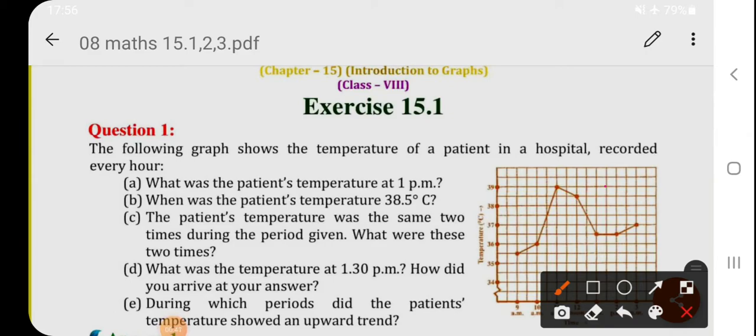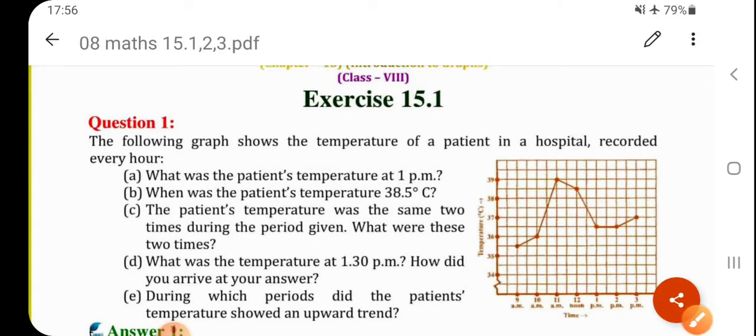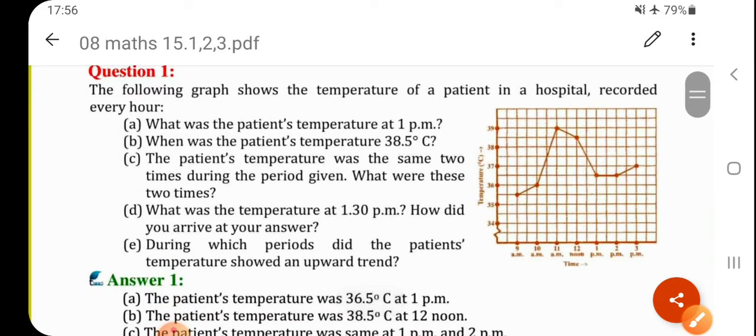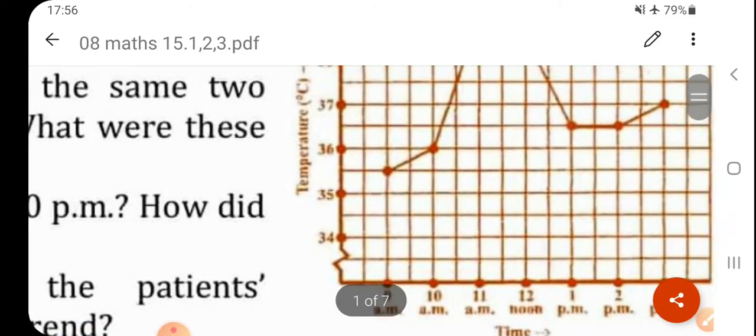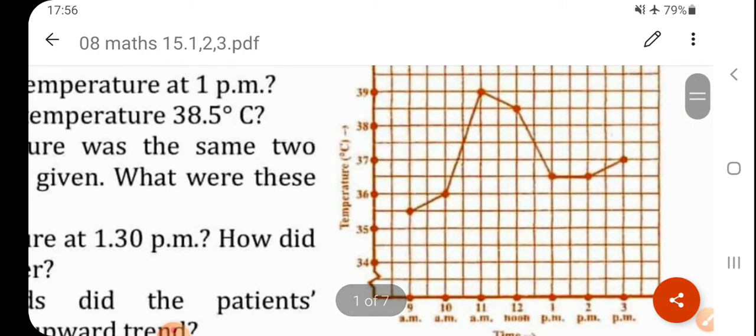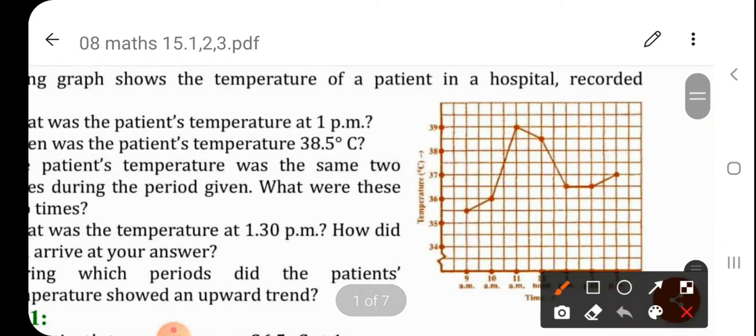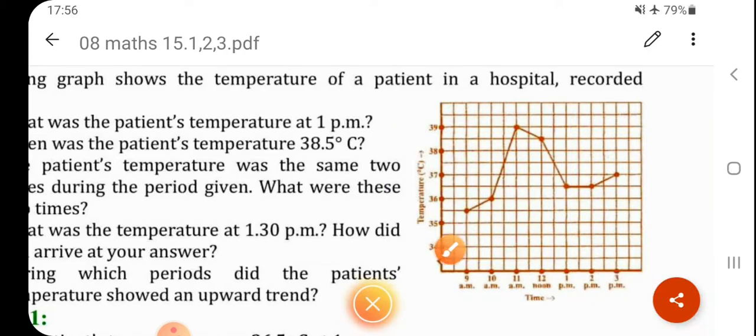The following graph shows the temperature of a patient in a hospital recorded every hour. So from the graph, we have to give the answers. First question. Let's see the graph first of all. Here it's a graph of the temperature of a patient at a particular time. Temperature is given here and on the x-axis time is given: at 9 o'clock, 10 o'clock, then 11, 12, 1, 2 and 3. And temperature 34, 35 up to 39.